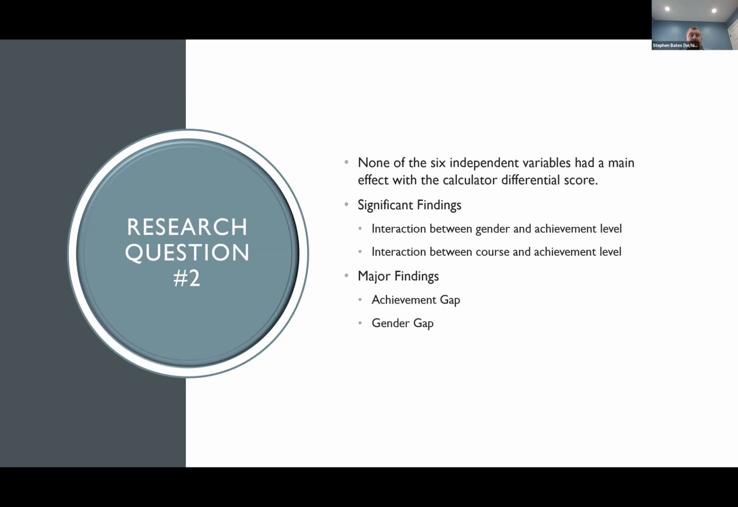So what this shows is that there's evidence of an expanding achievement gap between 7th and 8th graders, and between high achievers and low achievers. And there's also evidence of the graphing calculator helping to expand a gender gap where females are more positively affected than males overall when using the graphing calculator.